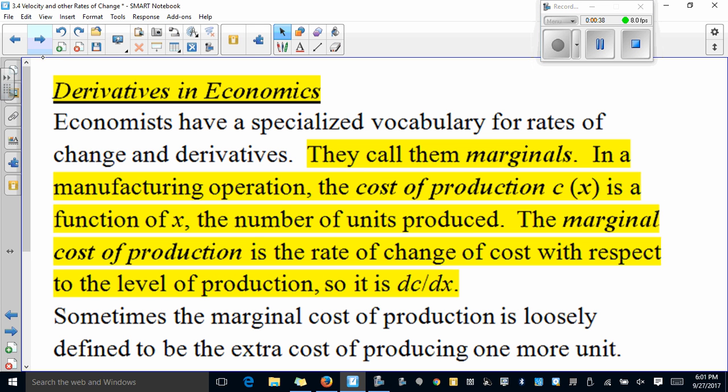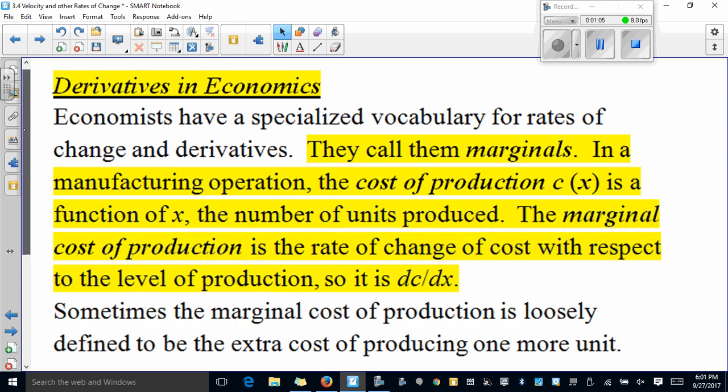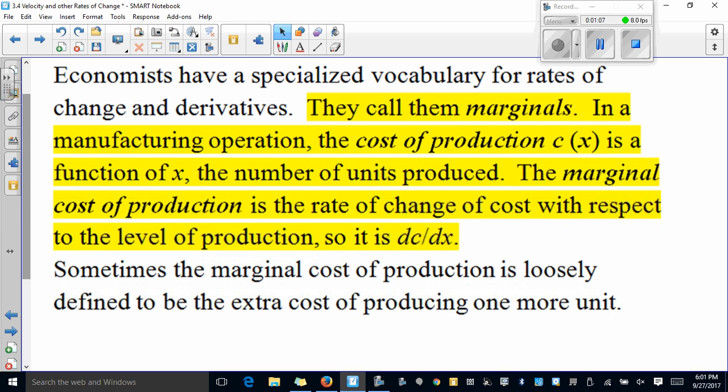So there it is. In economics, economists have a specialized vocabulary for rates of change in derivatives. They call them marginals. In a manufacturing operation, the cost of production, C of x, is a function of x, the number of units produced. The marginal cost of production is the rate of change of cost with respect to the level of production. So it is dc dx. Sometimes the marginal cost of production is loosely defined to be the extra cost of producing one more unit.